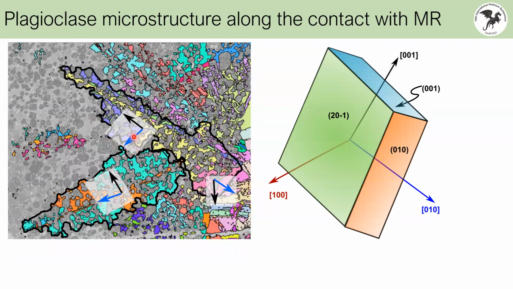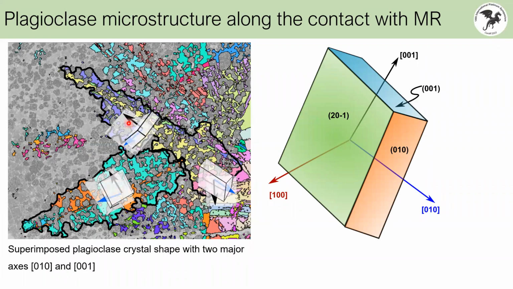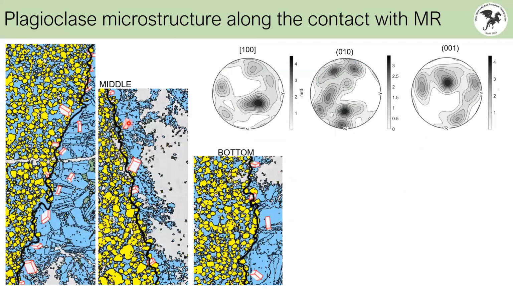The 010 axis is blue, the 001 axis is black. I was hoping to get a more spectacular image. They are growing randomly. I also looked at the distribution of these plagioclase crystals going towards the reef. They are random, but they are growing fast, and unlike chromites, which have a lot of nucleus there.